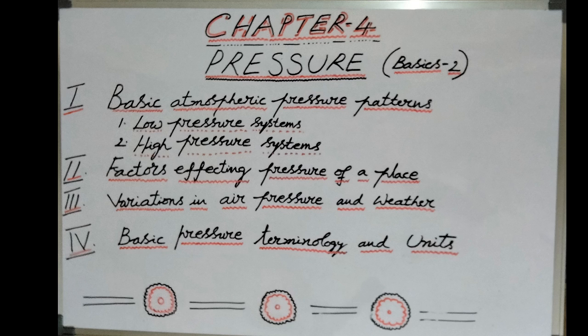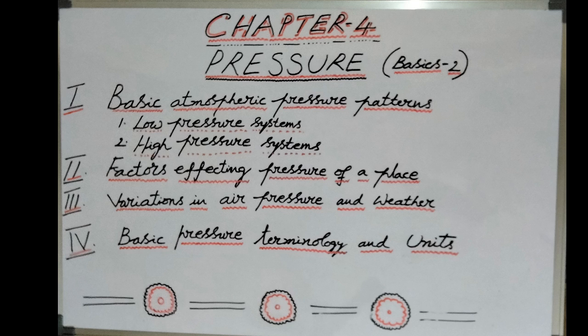So, atmospheric pressure means the pressure exerted by a column of air over a square centimeter area extending from the earth to the uppermost boundary of the atmosphere, that is troposphere, stratosphere, mesosphere, ionosphere, up to exosphere. What is the standard atmospheric pressure? Atmospheric pressure at 15 degrees centigrade and 45 degrees latitude is known as standard atmospheric pressure.